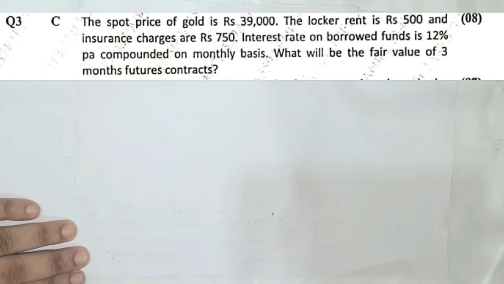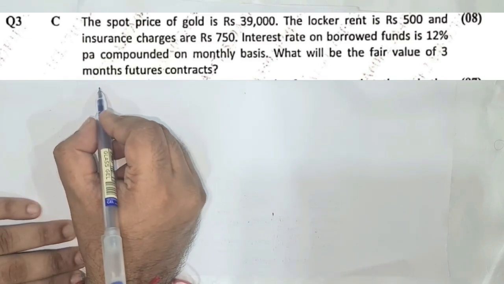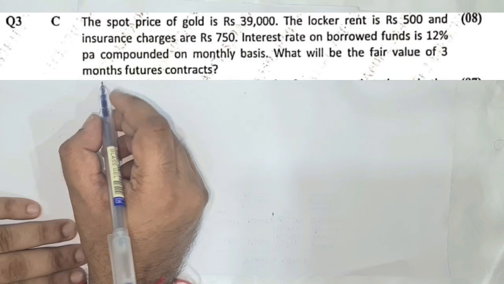Now the first question reads: the spot price of gold is rupees 39,000, the locker rent is rupees 500 and the insurance charges are 750. Interest on borrowed funds is 12% per annum compounded on a monthly basis. What will be the fair value of a 3 months future contract? So in this sum they are telling us to find the fair value of the contract. Let us see how to solve it. First we will note down all the data that they have given us.